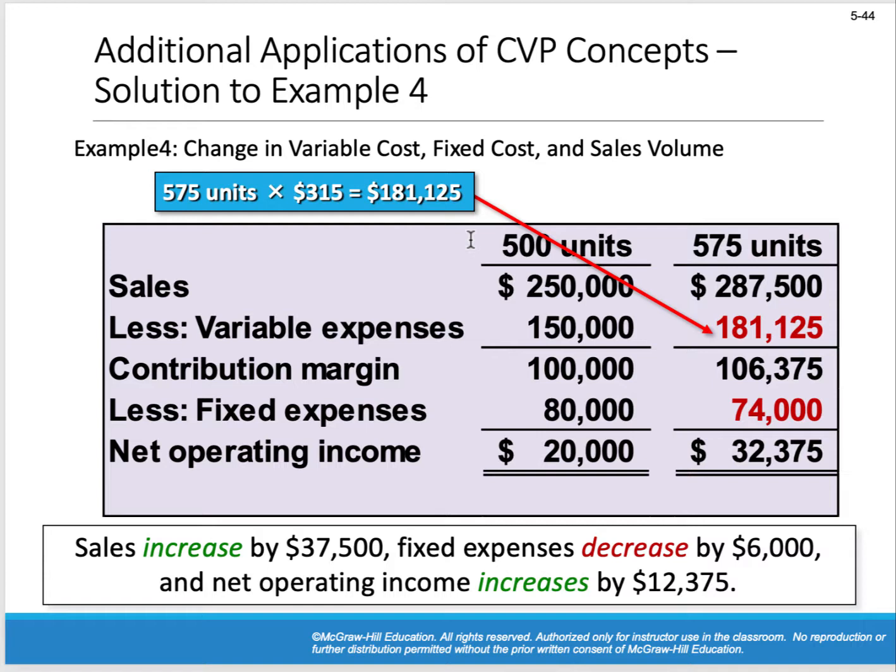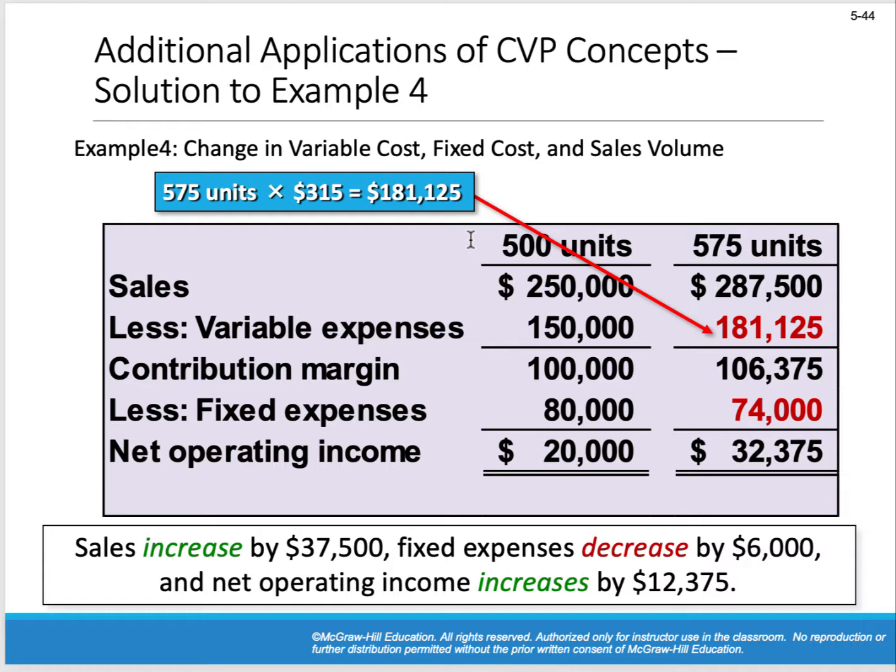Great. Now I need to calculate my contribution margin. I do that by subtracting total variable expenses from total sales. I take $287,500. I subtract my new variable expense total of $181,125. I get a new contribution margin of $106,375. Okay?